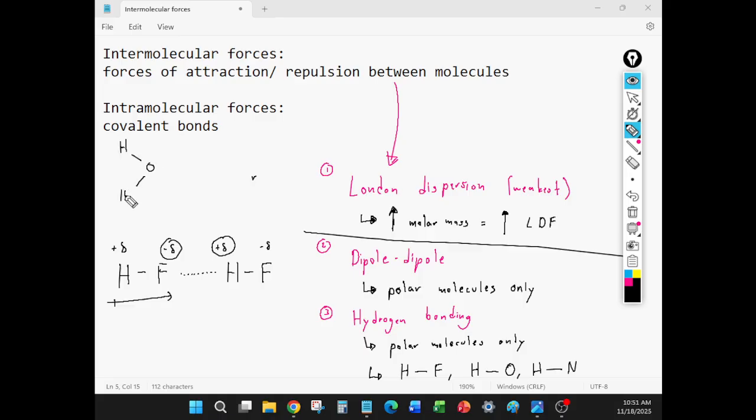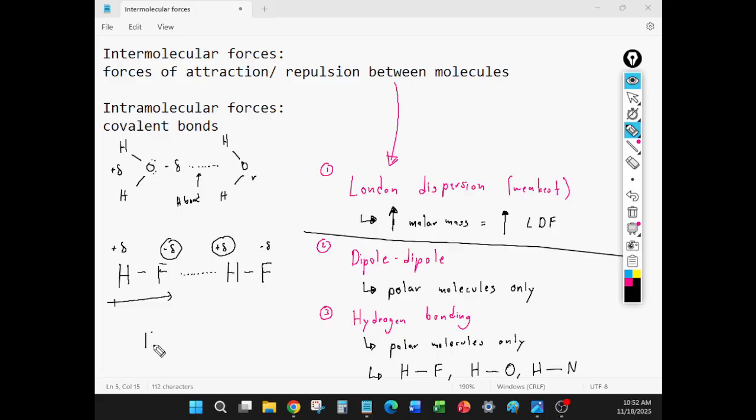Another example, and this is the one that you might see a lot on the AP test, is with water. You see how the H is bonded to the O, right? So this will create a partial positive on this side, partial negative on this side, and if it sees another H2O molecule, same thing. This is going to create an intermolecular force, and this is what we call a hydrogen bond.